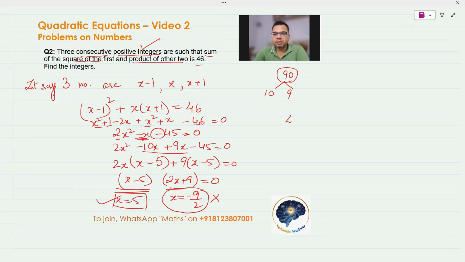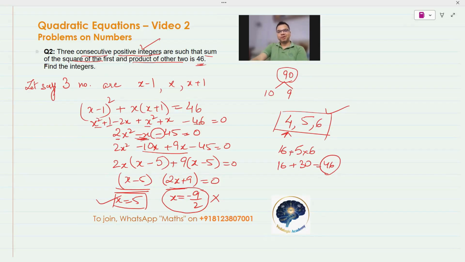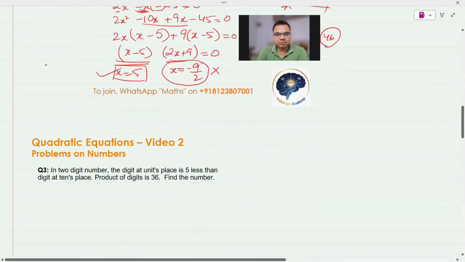So for us, the numbers become 4, because this was x minus 1, and 5 minus 1 is 4. Then 5 and 6. So this is the answer we got. And we can check it as well. The square of the first one, 4 square, is 16, plus the product of the other two, which is 5 into 6. So this becomes 16 plus 30, which is 46. And that's what is said in the question. Hope you understood. The questions are very easy. You just need to understand what is being asked in the question and what you have to find out. Okay. So I hope this is clear. I'll move to the third question now.